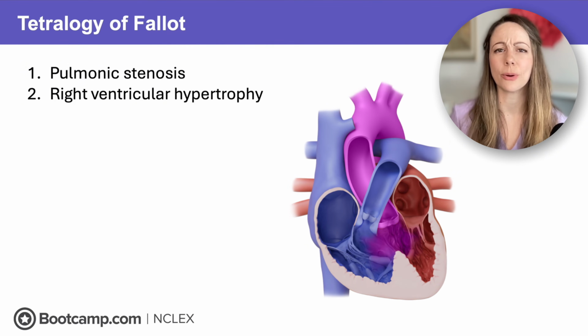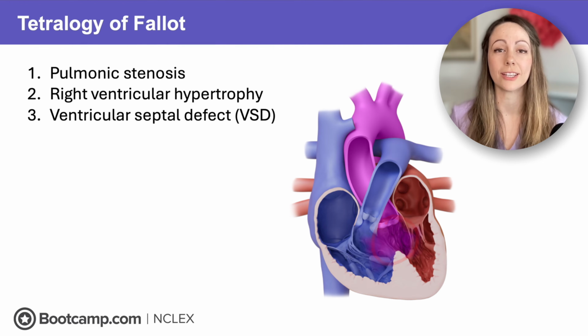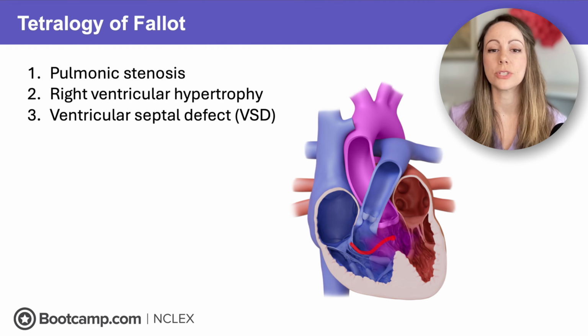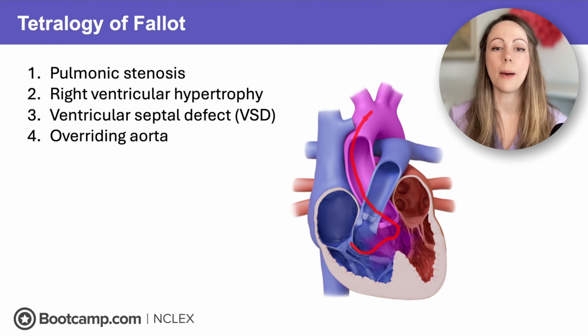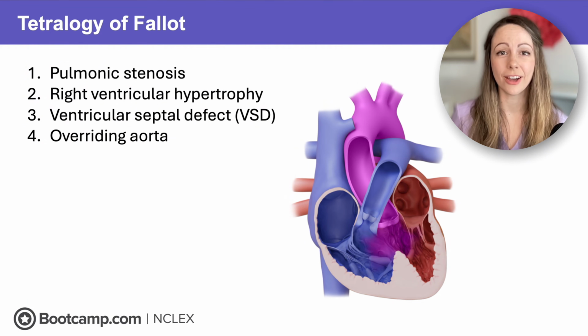Then that blood has nowhere to go except through the hole in the ventricle, or ventricular septal defect, or VSD. So that shunted blood goes to the left side of the heart and goes up and out this overriding aorta, which is an aorta malpositioned over the ventricular septal defect. Therefore, most of the blood leaving the heart never made it to the lungs to get oxygenated.